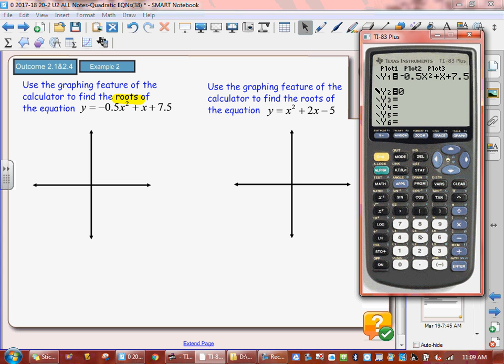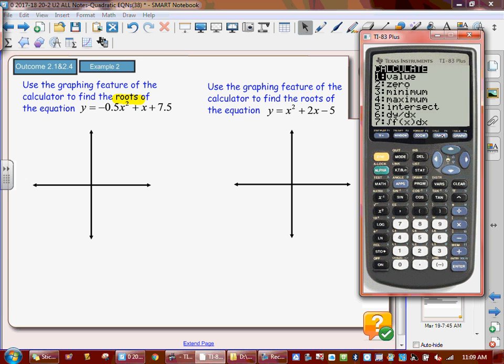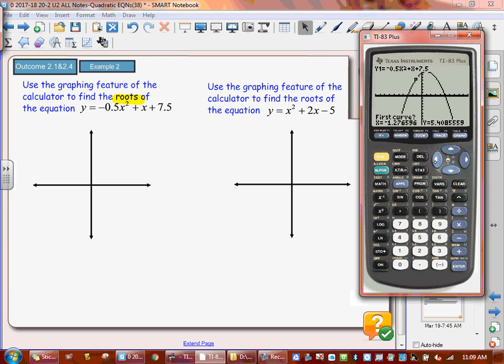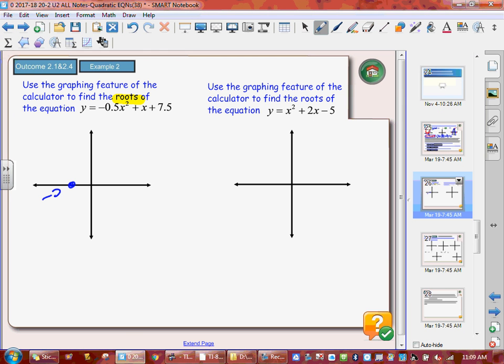Okay, so we're going to hit second trace, number 5. Now, the cursor's on the y-intercept. It's closer to the left side, so I'm going to move it to the left and find the left one. Anywhere past halfway. Enter 3 times. So we get negative 3. There's our first dot. And we've got a y-intercept of 7.5, because the number without a variable is your y-intercept in the equation.